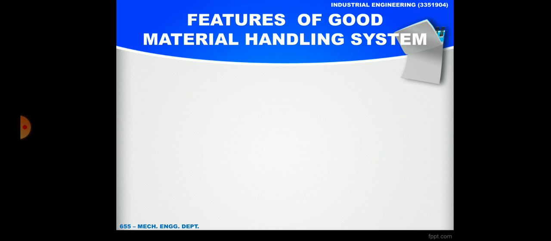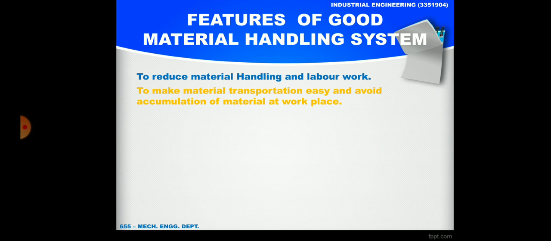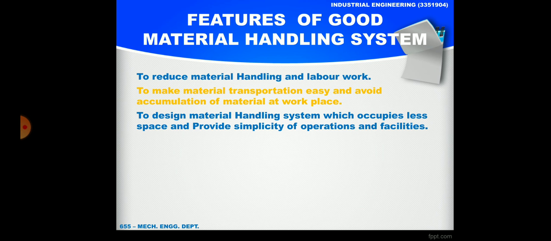Now the features of a good material handling system. To reduce material handling and labor work. So it is useful to reduce unnecessary material handling and labor work. To make transportation easy and avoid accumulation of material at the workplace. So with automated, semi-automated transportation, transportation is easy, and it also avoids consumption of time at the workplace.